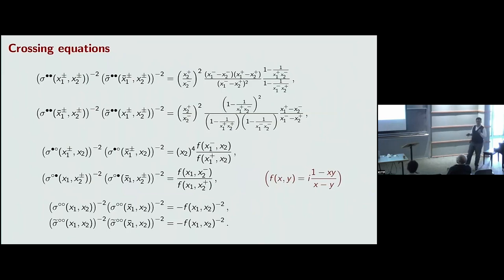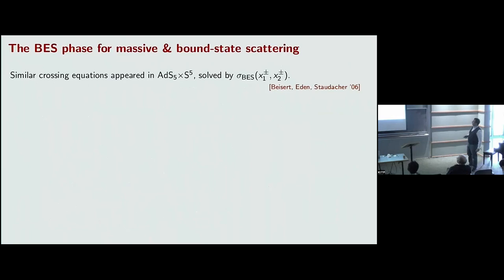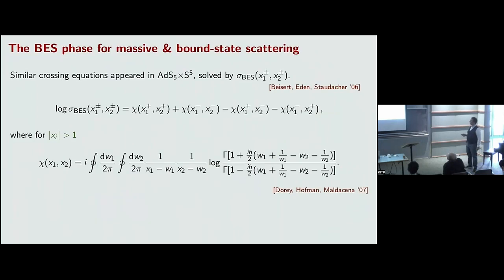Now, this story is not very different so far from AdS5. Also in AdS5 there was a crossing equation, only one, and it also requires some cuts. The solution was the famous Beisert-Eden-Staudacher phase, which can be written by decomposing in terms of several functions of x plus and x minus, and then introducing some integral. This integral is absolutely fine outside the unit circle. If you go inside the unit circle, you start having cuts, and these cuts have a precise interpretation in terms of the bound states that you can scatter in the intermediate channels. So the interpretation of this phase is very tight. But it's not the answer for AdS3.